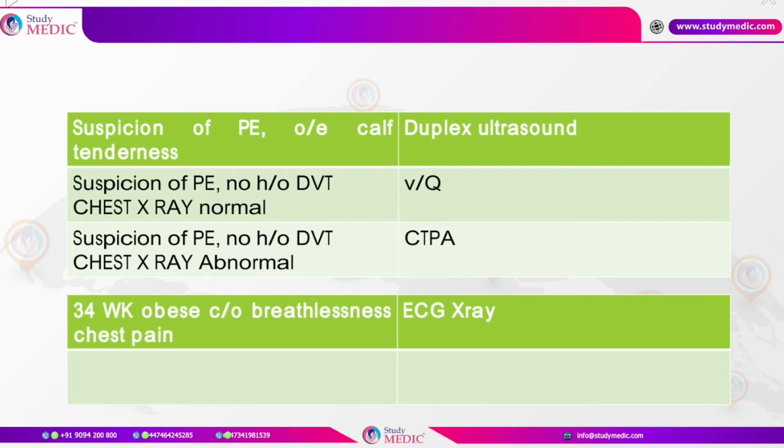If there is no DVT but the chest x-ray is normal, do a ventilation perfusion scan, where you require a more intensified radiation exposure. Once you know that the chest x-ray is abnormal, you are very close to your diagnosis. A least radiation exposure technology like CTPA will be required over there.